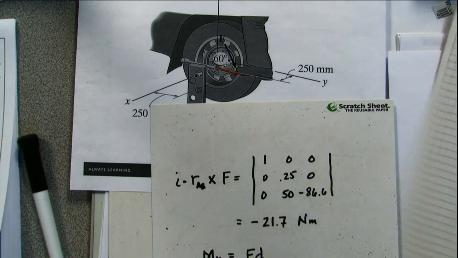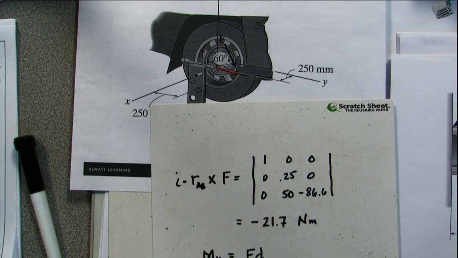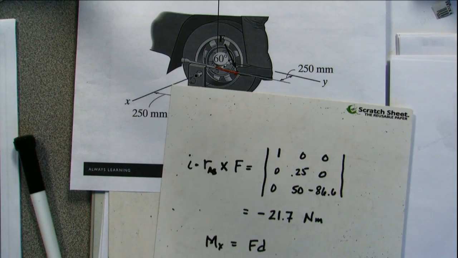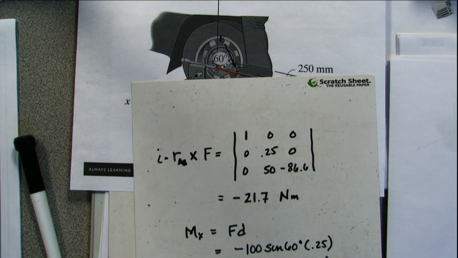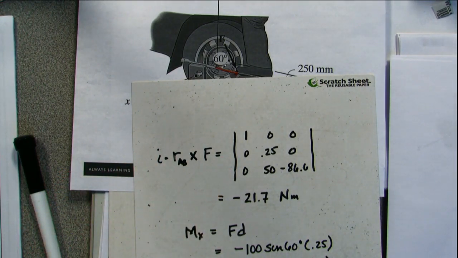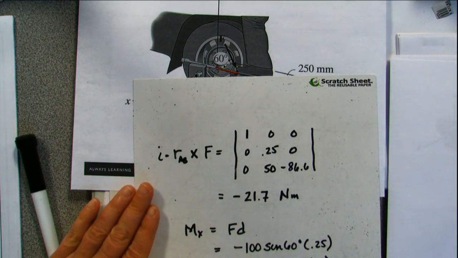Did that one. Could we have just done RAB cross F and only taken the I component? Would it still have worked? I don't know. In this case, probably, because you got zeros everywhere. I don't know that it will always work.